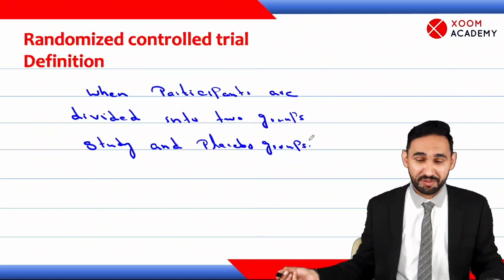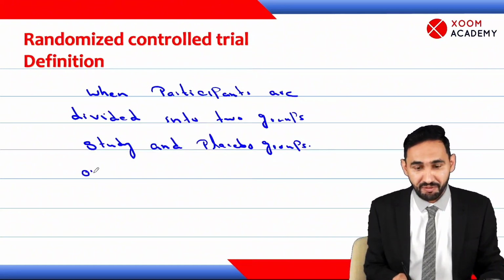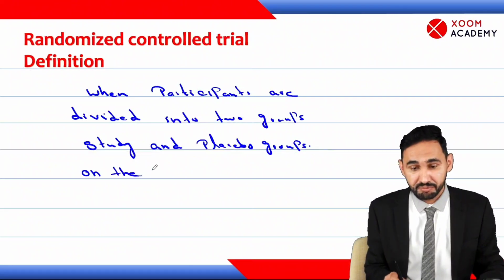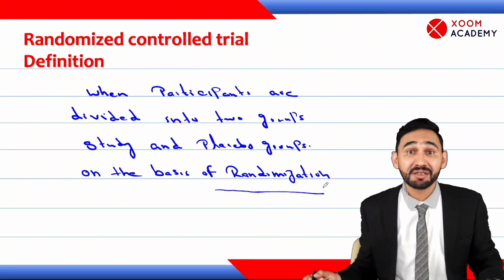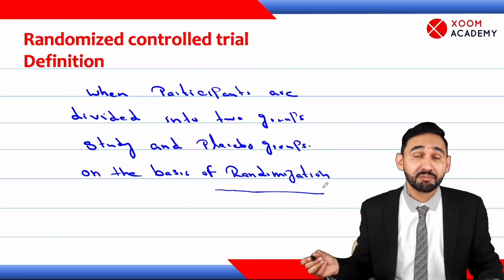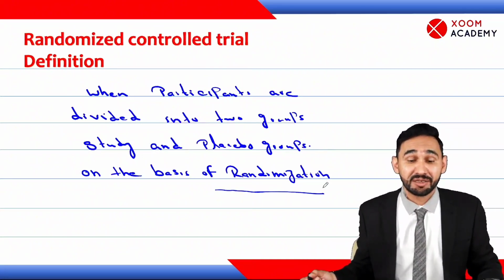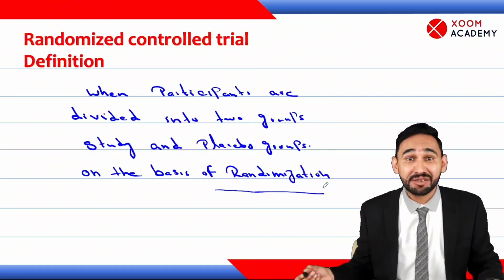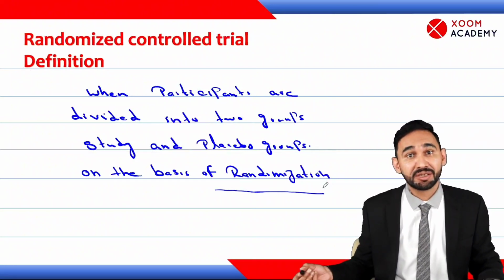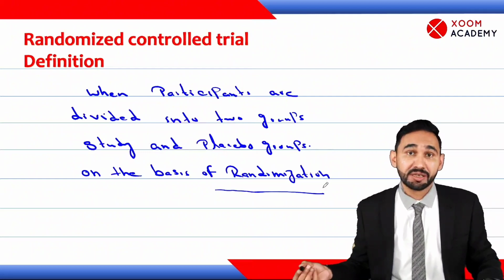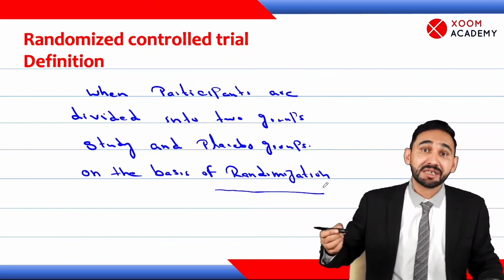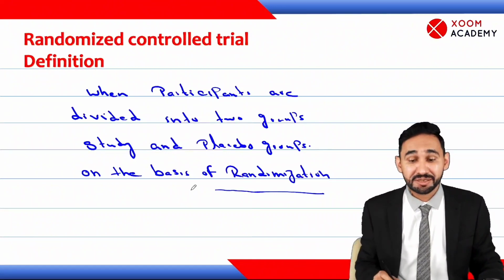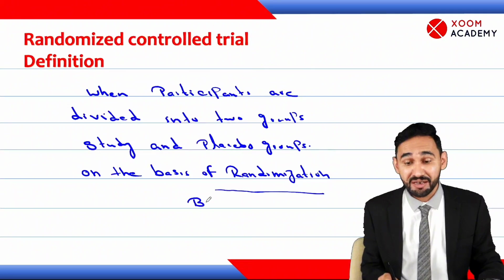We compare both the groups on the basis of randomization. What is randomization? Randomization is done to eliminate bias. All the participants have equal chance of being selected in the study group and placebo group. Randomization is done on the basis of random numbers. We allot random numbers, then select the participants. All have equal chance. Some are selected in the study group, some in the placebo group. This is done to reduce bias and to reduce error.